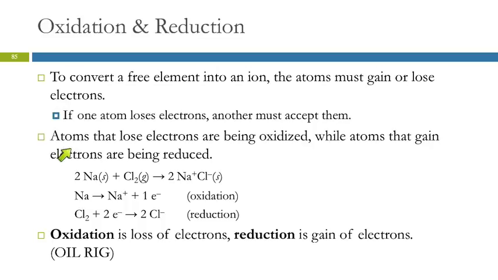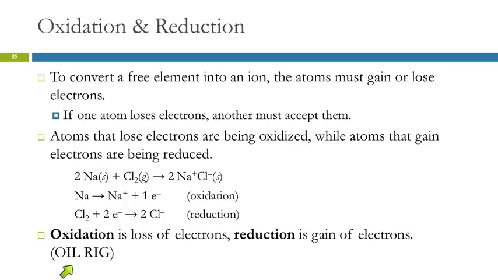We say that atoms that lose electrons are oxidized. Atoms that gain electrons are reduced. So when we look here and we see that the sodium, by becoming a sodium ion, has lost an electron. That's oxidation. The chlorine has gained electrons. That's reduction.